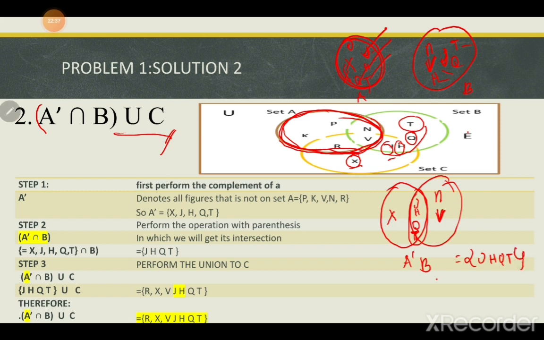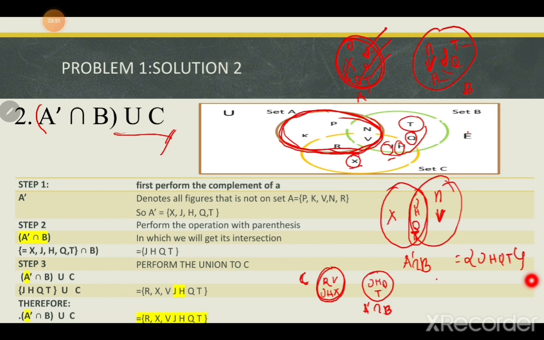So, we have JHQT, right? So, after getting your A prime B, is that we will get your union with C. What is our C? So, take note, our C is R, V, J, H, and X. And what is your A prime B? Our A prime B, or the A prime intersection of B, is equal to J, H, Q, T.